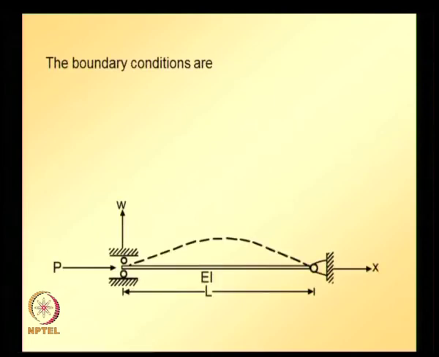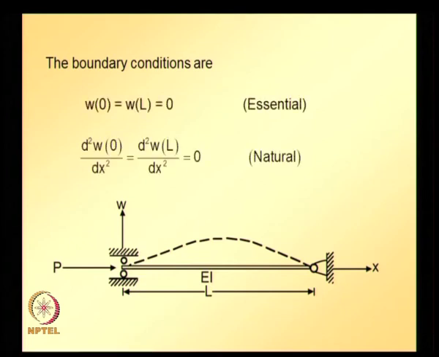The boundary conditions, if you look at the problem or the schematic, once again we can write: W at x equal to 0 and W at x equal to L are equal to 0, and the second derivative of W at x equal to 0 and at x equal to L should also be equal to 0. The first boundary condition is the essential boundary condition, the second boundary condition is the natural boundary condition.